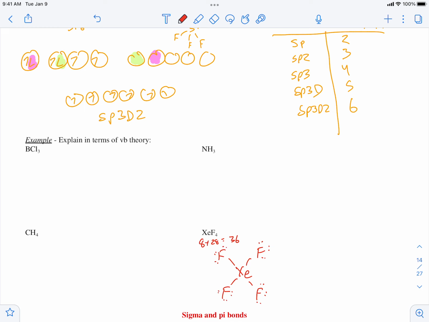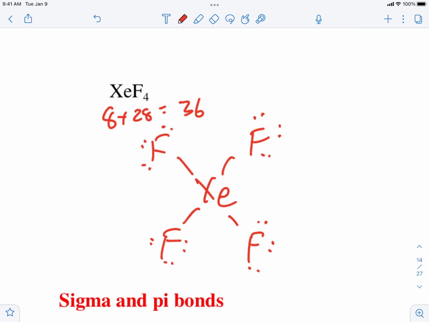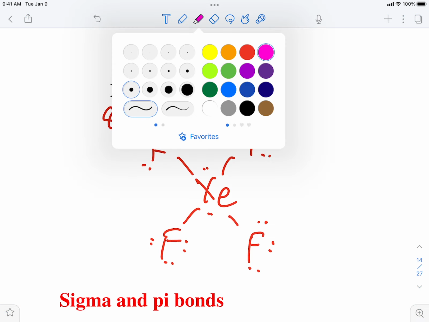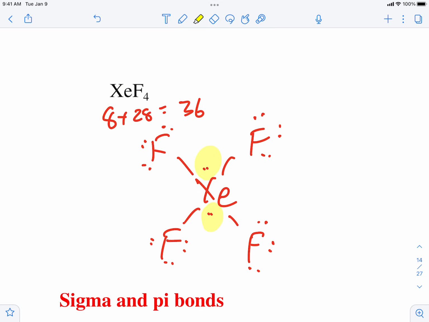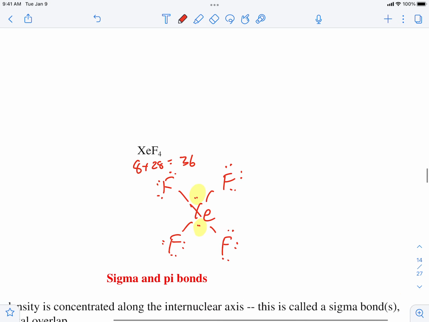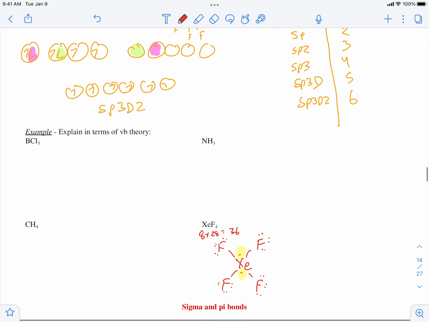Now at this point, I have used 32 electrons. I need to use 36. So put a pair here, put a pair here. A lone pair of electrons counts as an electron group. So therefore, xenon falls into which hybridization class? How many total pairs? Yeah, the biggest one. 6 electron groups, 4 bonded, 2 not bonded.